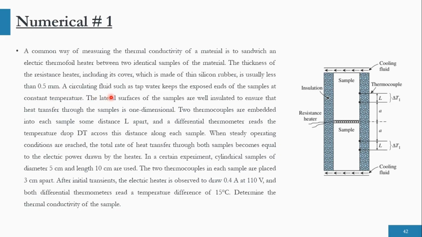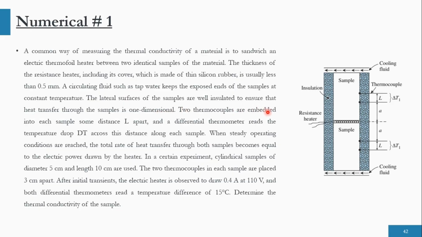A circulating fluid such as tap water keeps the exposed ends of the sample at constant temperature. So this is the cooling fluid which is passed through it to ensure that there is a constant temperature. The lateral surfaces of the sample are well insulated to ensure that heat transfer to the sample is one-dimensional, as I have shown you previously.